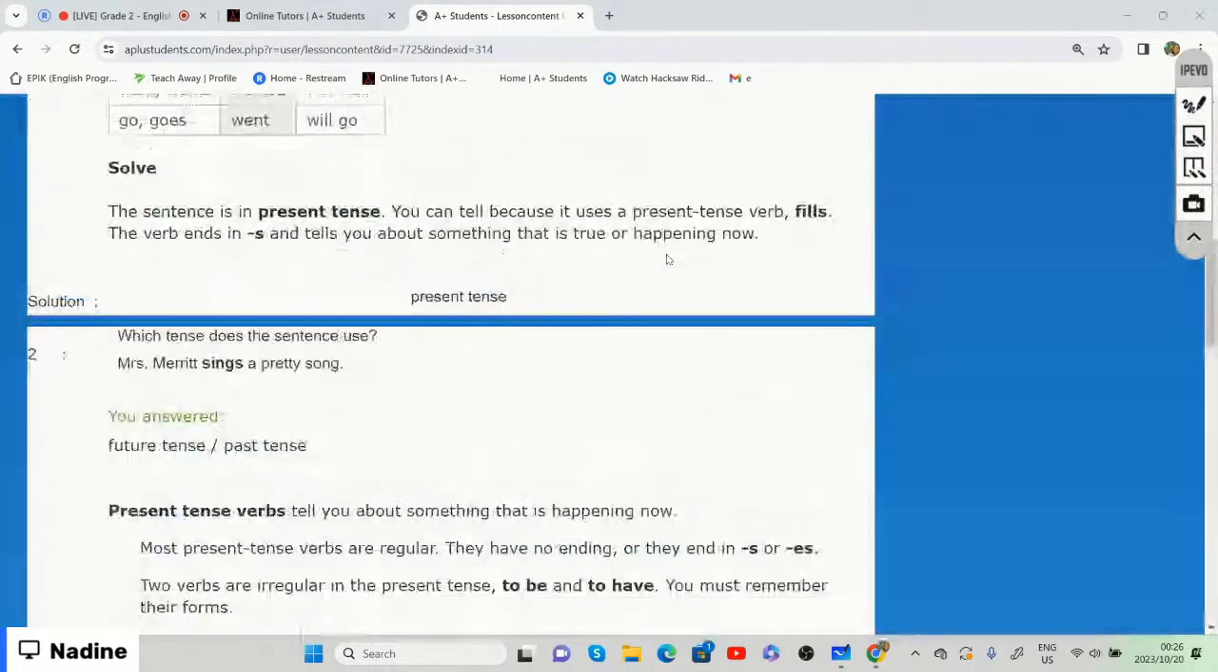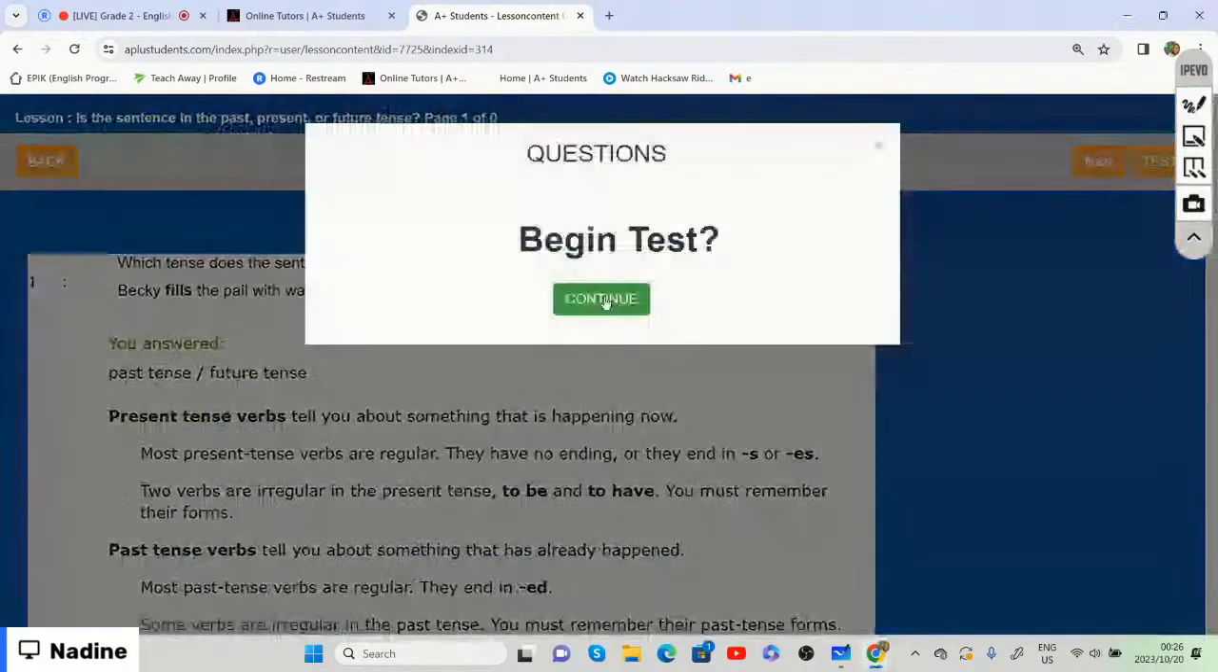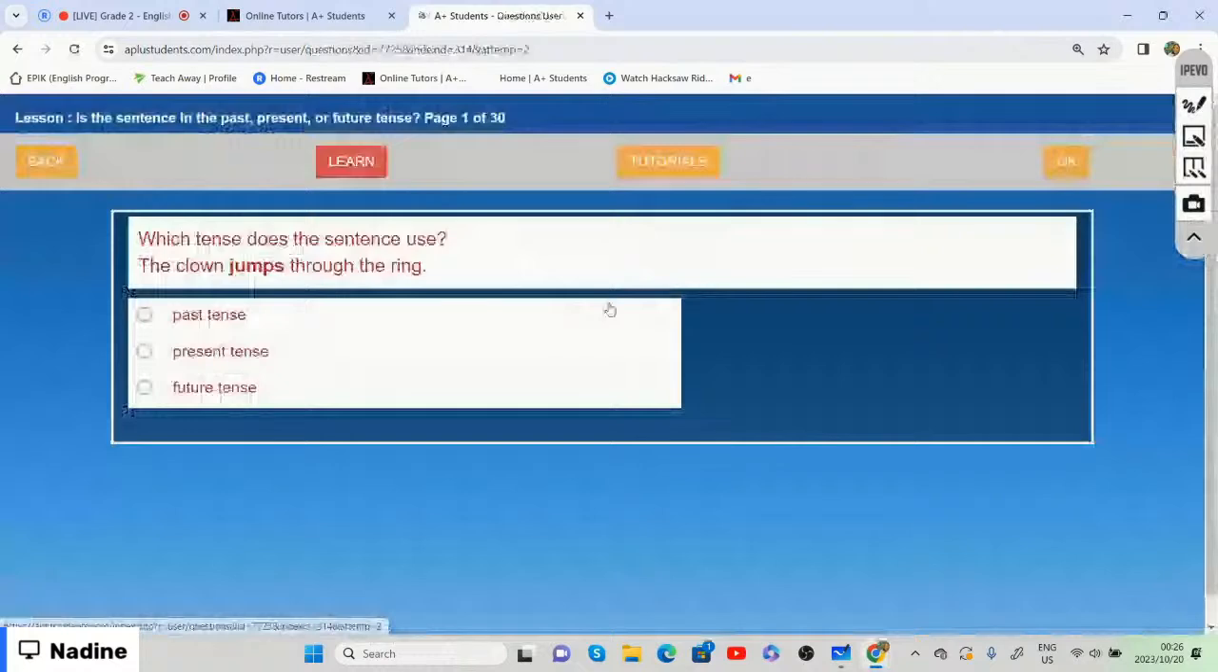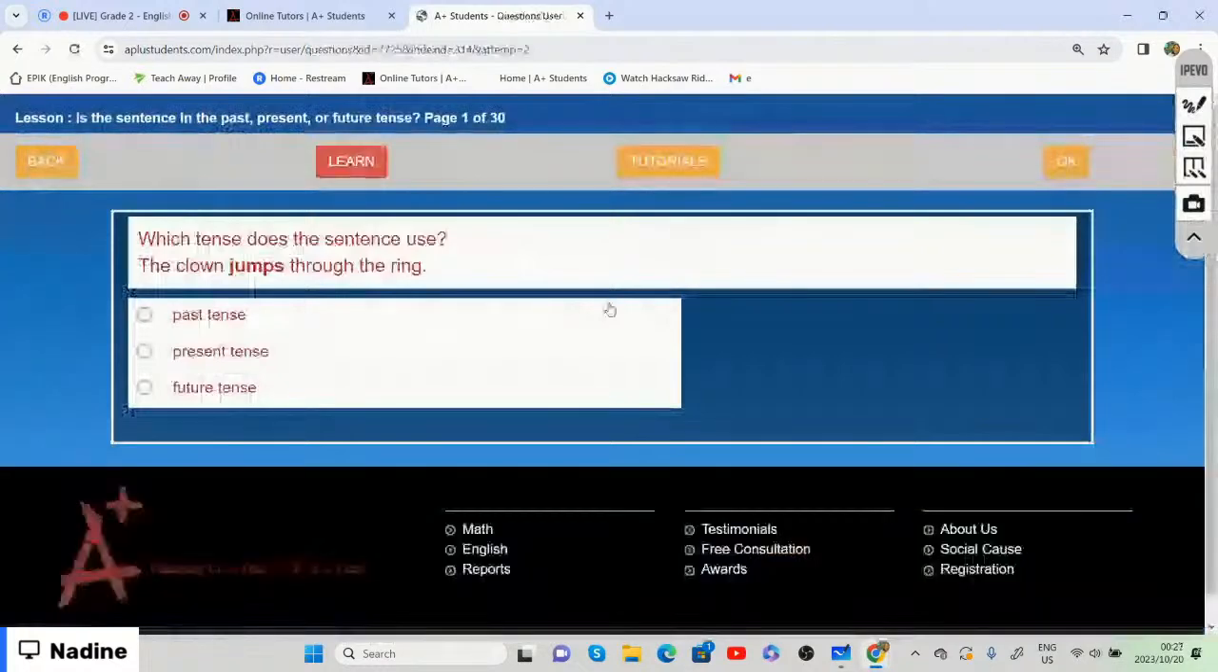All right. Let's go to our test. So we're going to say, which tense does the sentence use? Is it the present tense, the past tense, or the future tense? We are going to look at the specific sentence and the word in bold. The clown jumps through the ring. Jumps. So the word jumps. Is that past tense, present tense, or future tense?